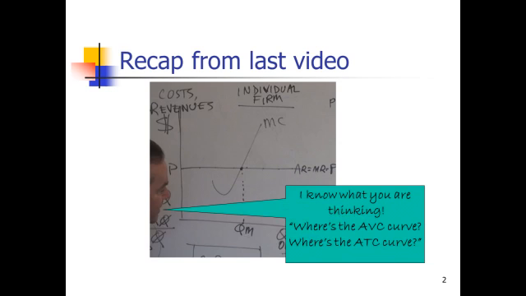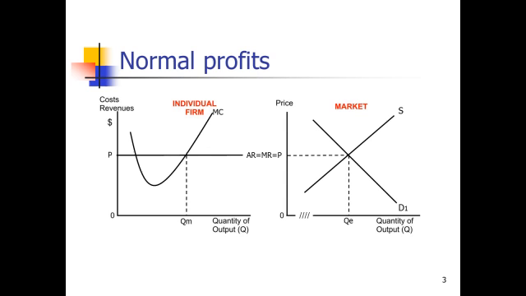I know what you're thinking. Where's AVC and where's ATC? Because this is our short run average cost profile. Let's put them in.